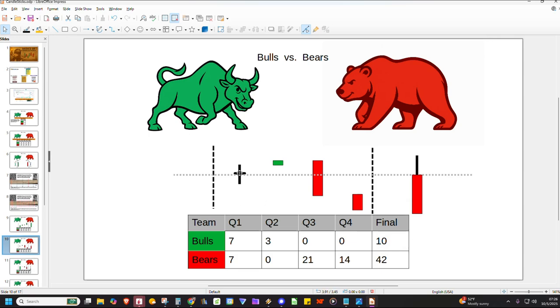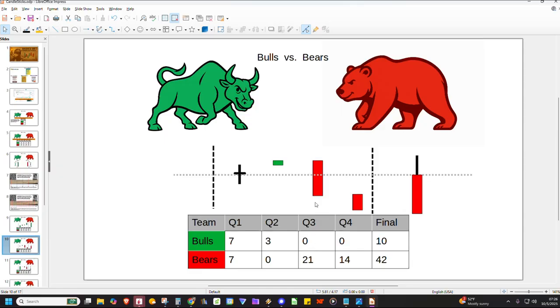In the first quarter we came out, it was even, right? We opened, we went up and scored 7 points, came back down, scored 7 points, it was even, so it was a draw this quarter. In the second quarter, same thing. Bulls come out, put a field goal up, it's 3-0.